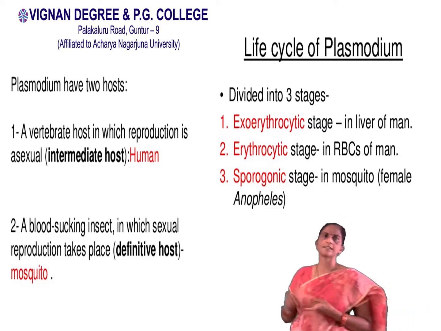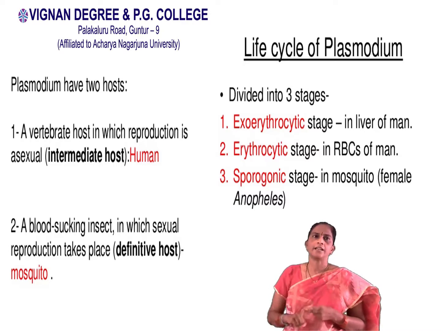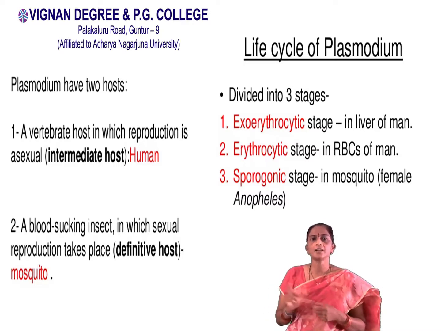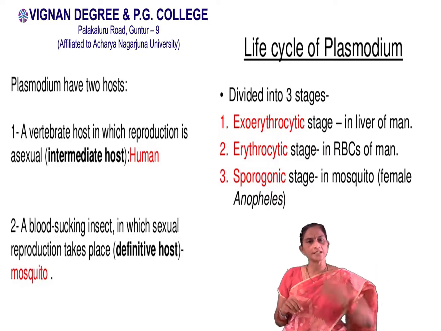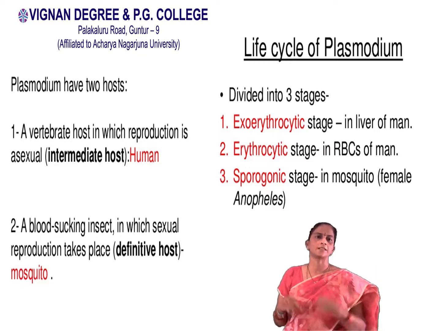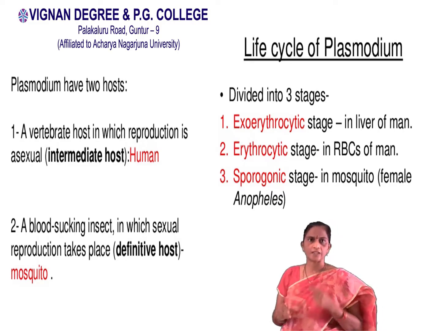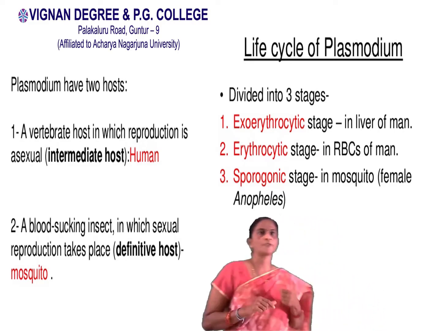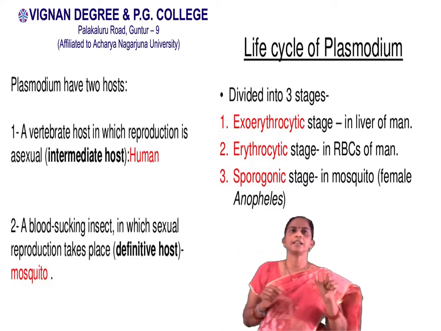The final host is mosquito. Mosquito is the final host. What is the infective stage here? Sporozoite. That means the mosquito injects the sporozoites into the humans. The sporozoites multiply in the blood and cause the disease. That's why the infective stage for humans is the sporozoite.